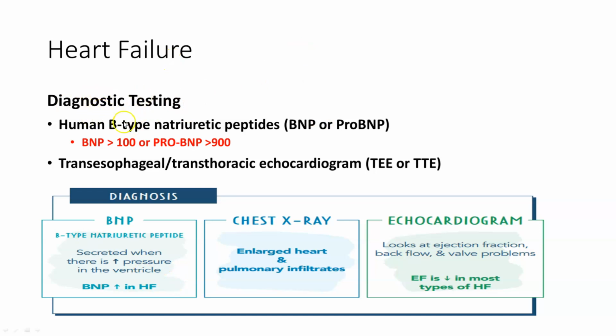From a testing standpoint, there's two big ones that we care about. Everybody knows chest x-ray, and the only thing you're going to see on the chest x-ray is the enlarged heart and pulmonary infiltrates if you have them. But the big ones for us are the BNP and the echo.